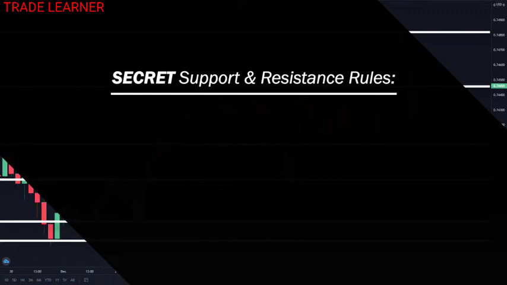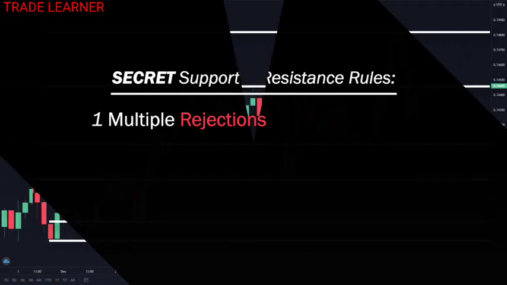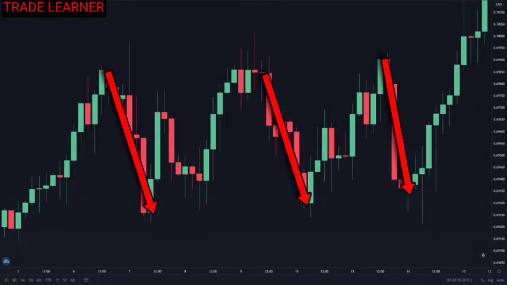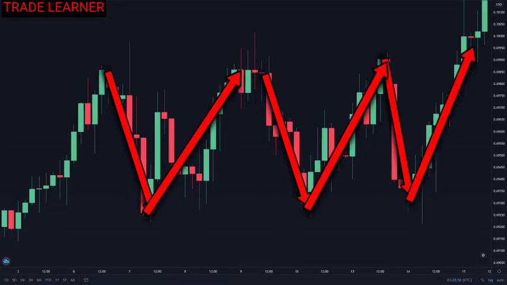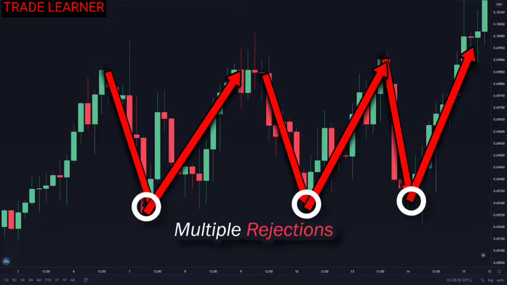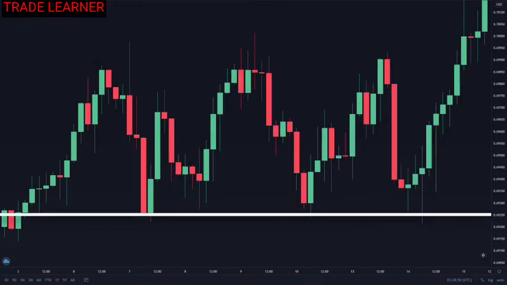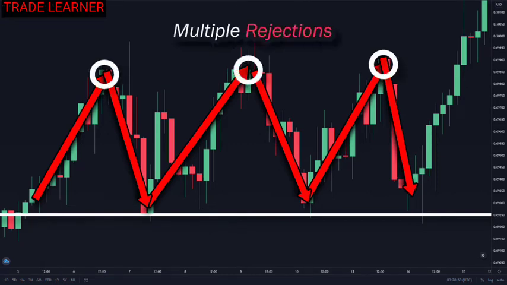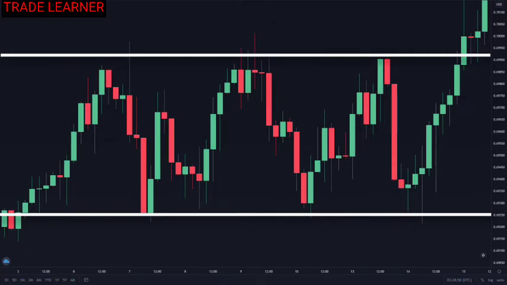So, the first criteria that validates a level of support and resistance is multiple rejections. Let me show you what I mean. So in this chart, we can see that prices went down to this level 3 times before reversing back up, giving us multiple rejections. And so we can draw a support line here. And you can also see this happening on the top. Every time prices went up to this level, it reversed downwards. You can see this happening multiple times on 3 different occasions. So we can draw a resistance line here.